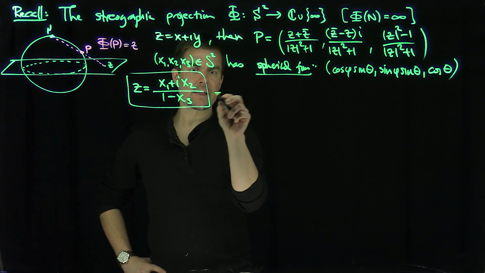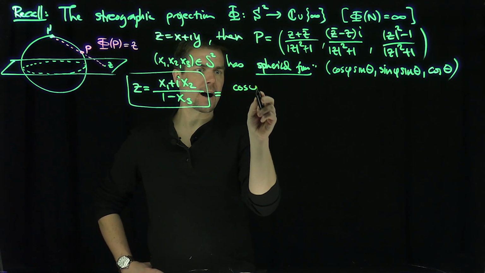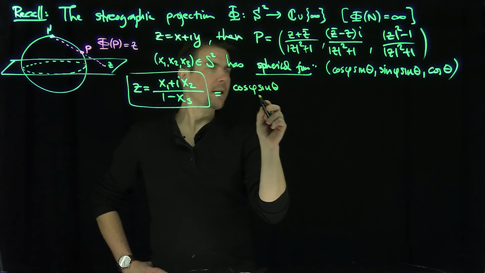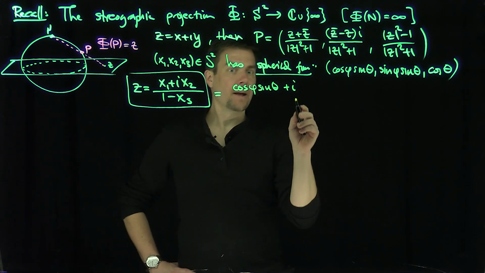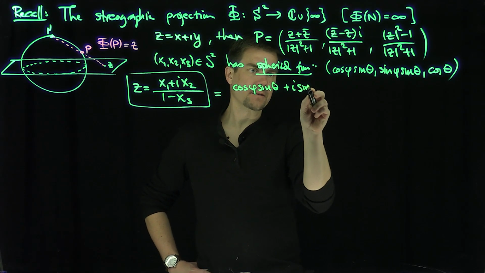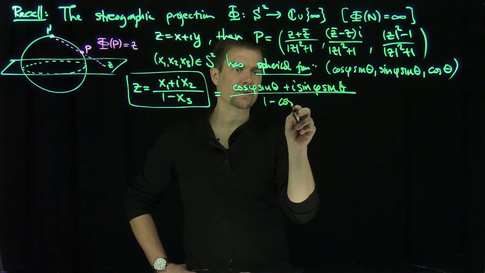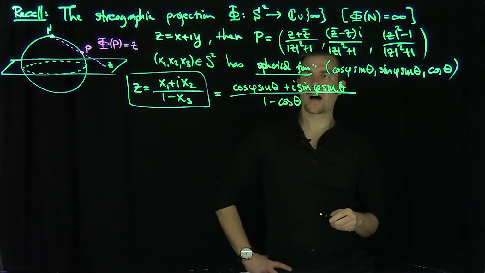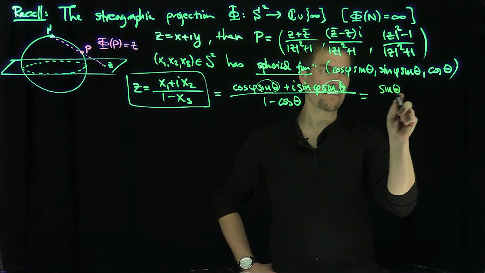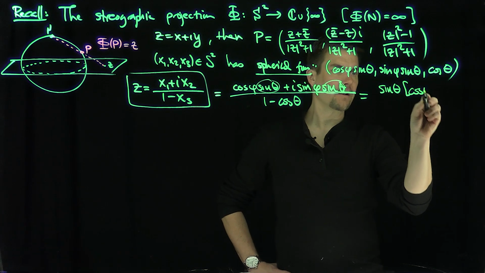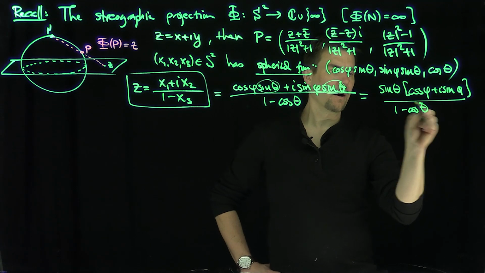So let's fill in what x1 and x2 are. x1 is cosine of phi sine of theta, plus i times sine of phi sine of theta, over 1 minus cosine of theta, since that's x3. Now look at these terms: they both have a factor of sine of theta. So this is sine of theta times cosine of phi plus i sine of phi, all divided by 1 minus cosine of theta.